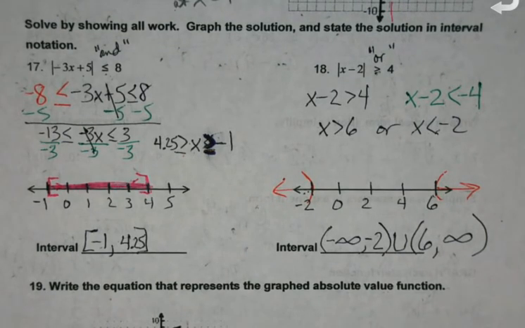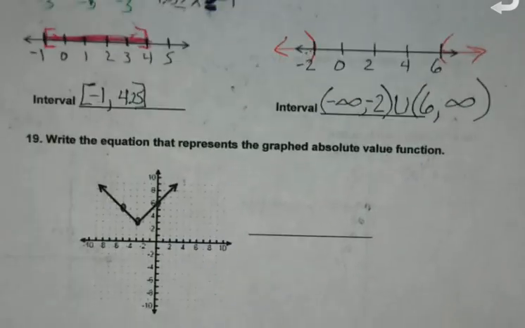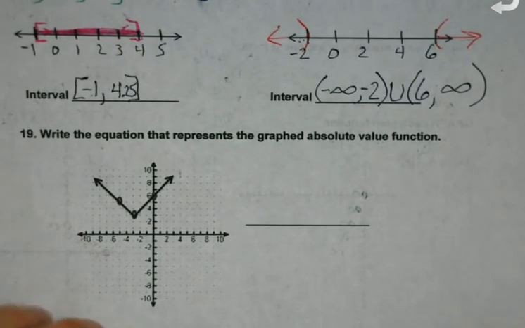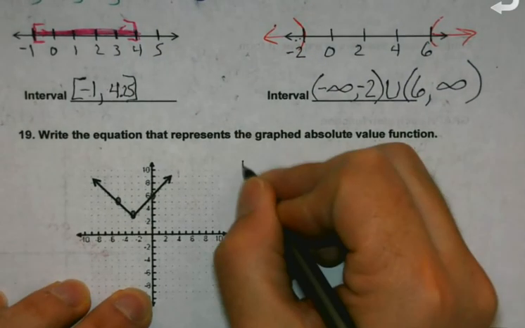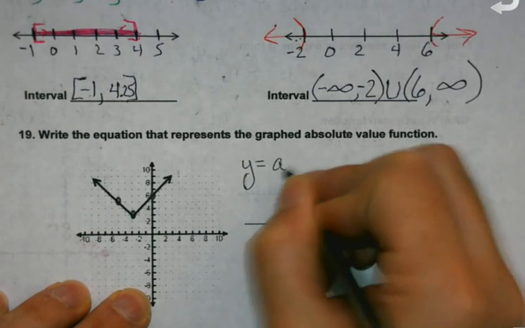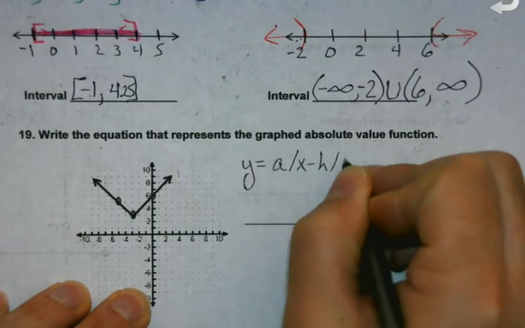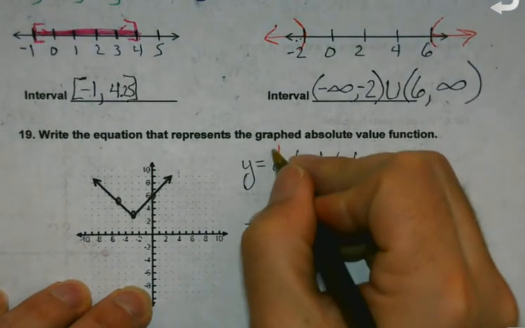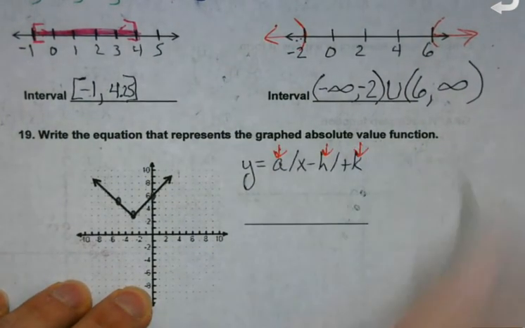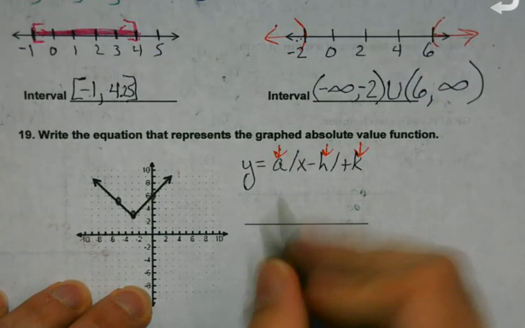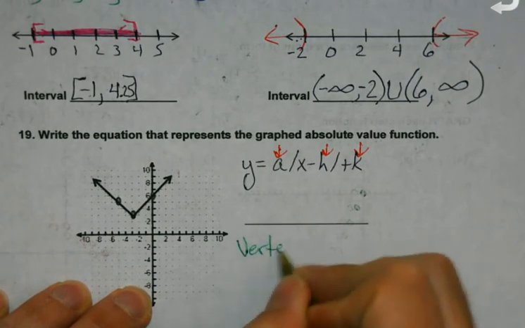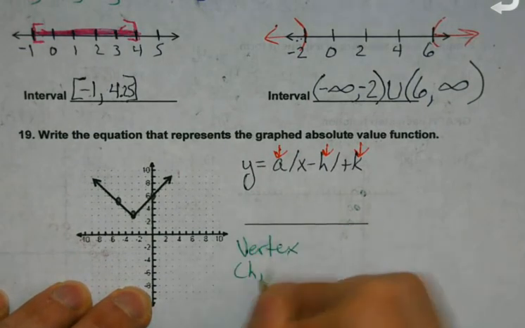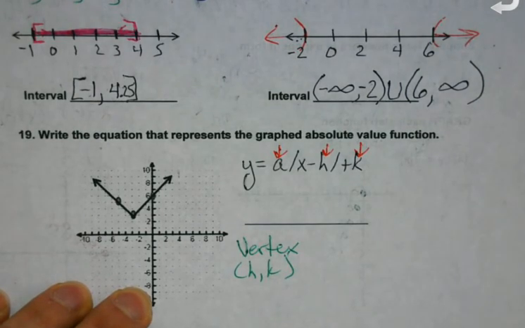Last one. Write the equation that represents the graph of the absolute value function. Okay, remember, here's my form. I'm going to be plugging values in here, here, and here. Well, how am I going to do that? Because my vertex is my h and my k value, and my slope is the a value.